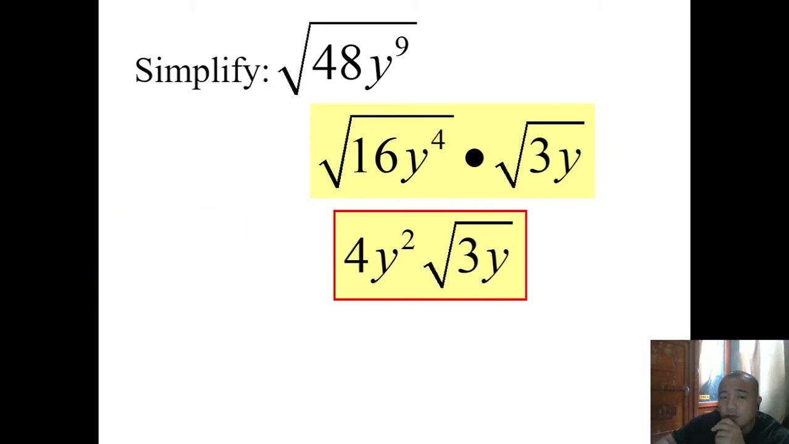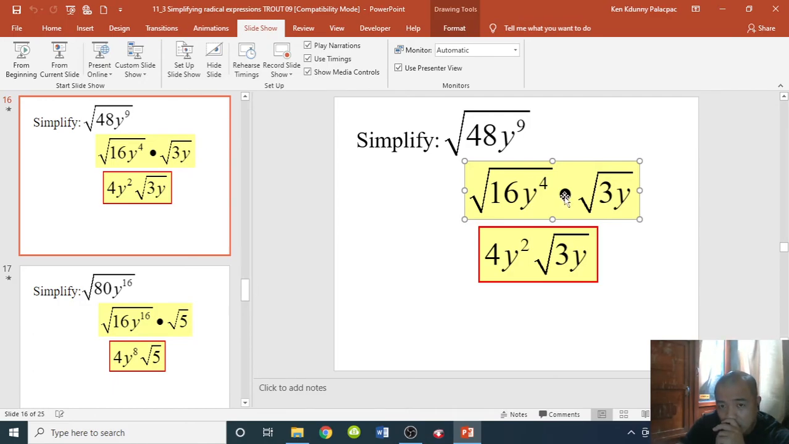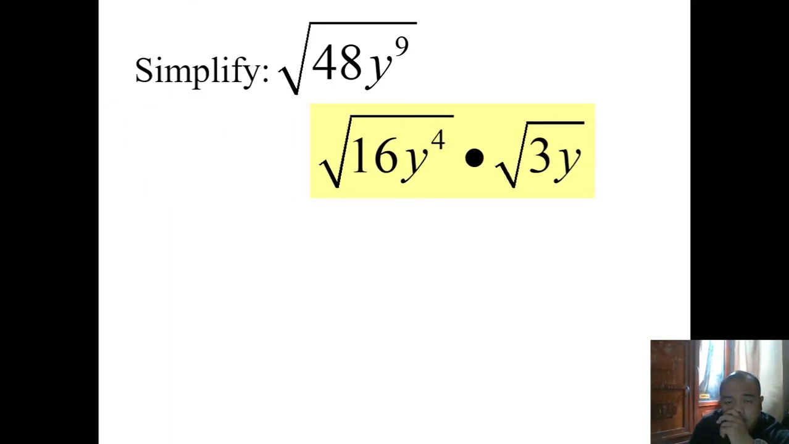The answer is 4y squared square root of 3y. Correct. We cannot edit this anymore because it's in picture form, so there's a mistake here. So let's just change this as 5, right?